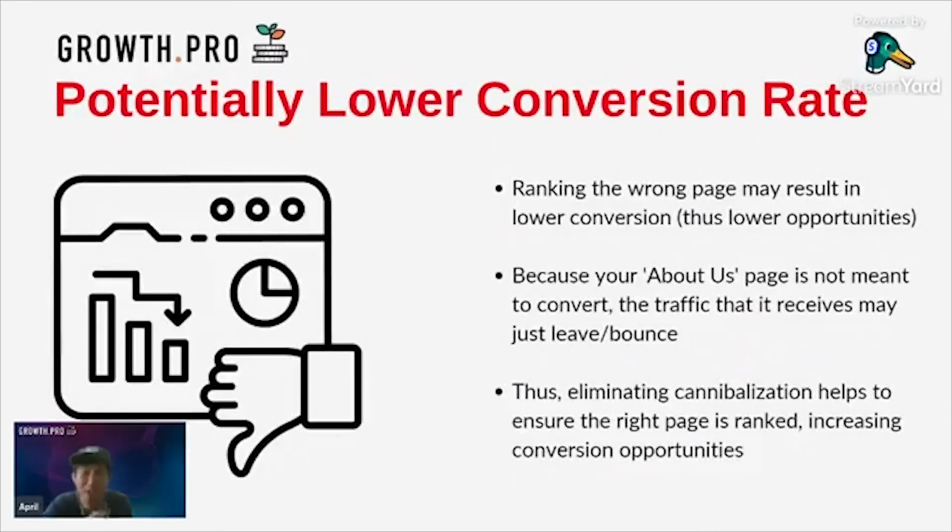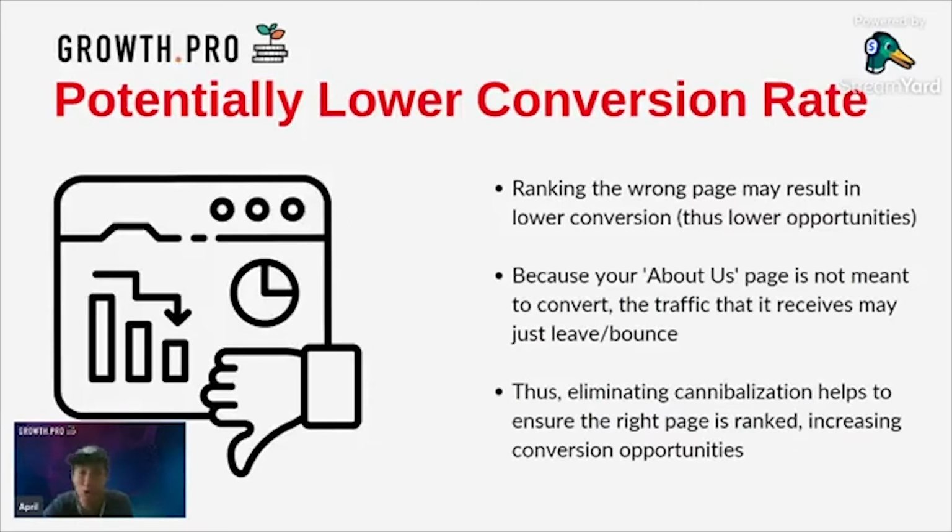So as I mentioned also, it will potentially lower your conversion rate just because when you're ranking for the wrong page, this may cause the traffic to come in, but they may not even convert because they may think that the page is not relevant to what they are searching for. All right, so even though the traffic comes in, they may just leave, they may just bounce out of the website. And potentially also because your About Us page is not meant to convert.